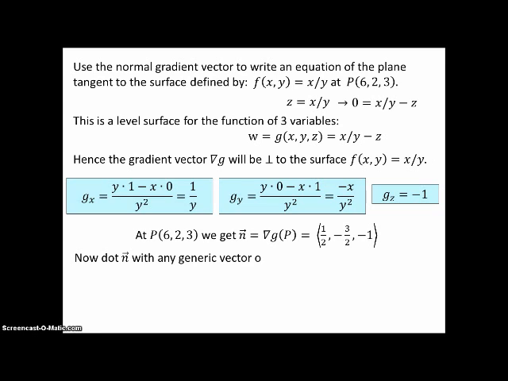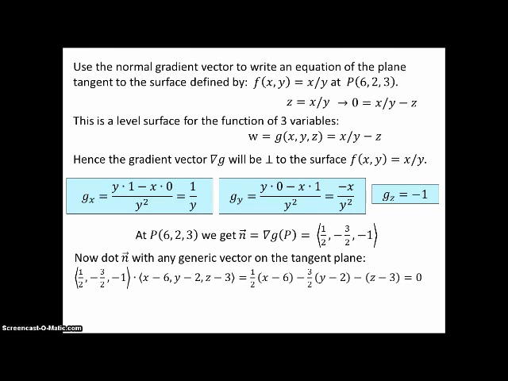Now, we dot n with any generic vector on the tangent plane. So it's just x minus 6, y minus 2, z minus 3 for the vector on the tangent plane. And continuing with the dot product, we set that equal to 0, and then we can simplify that a little bit, which I didn't show all the steps, but you can do the algebra. And there we have a very nice equation of the plane tangent to the surface, f of x y equal x over y at the point 6, 2, 3.